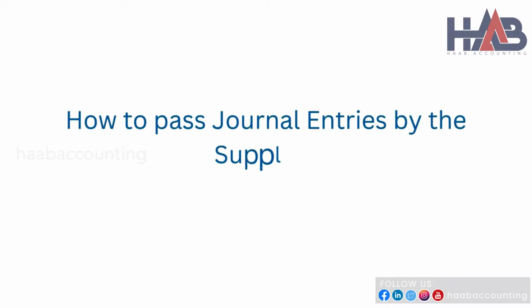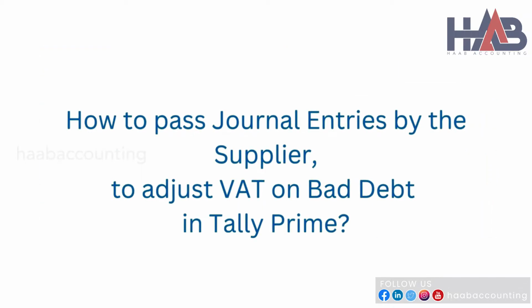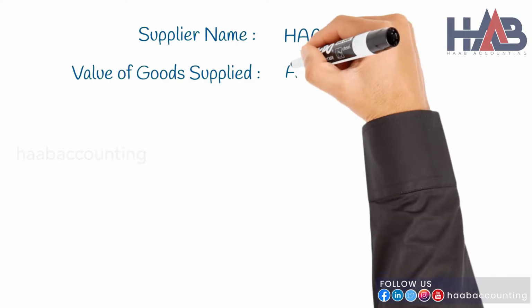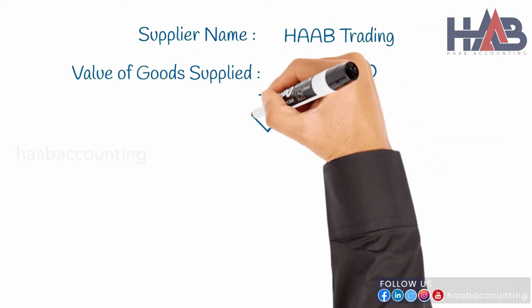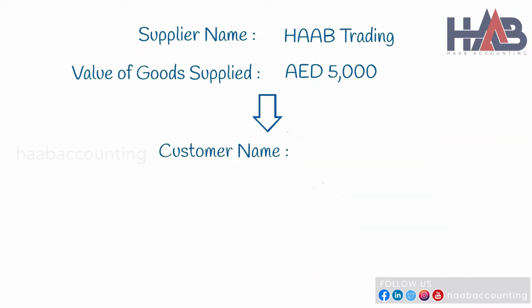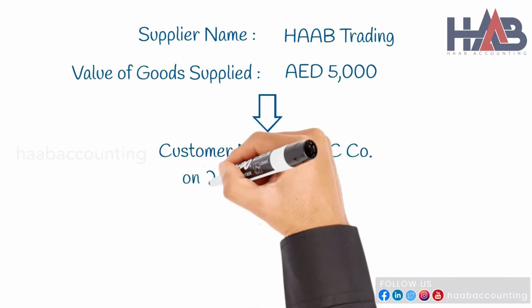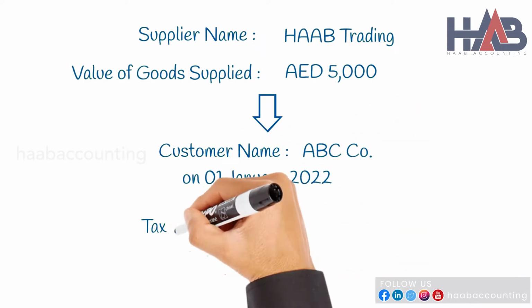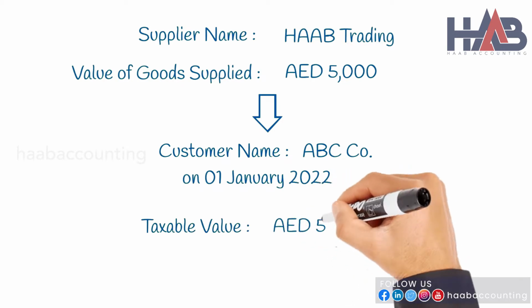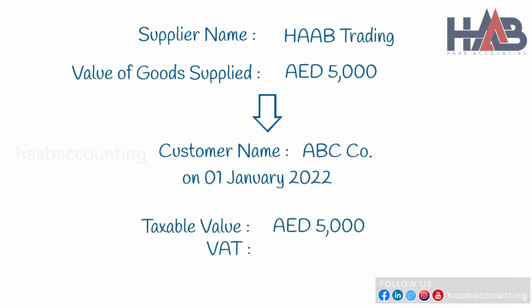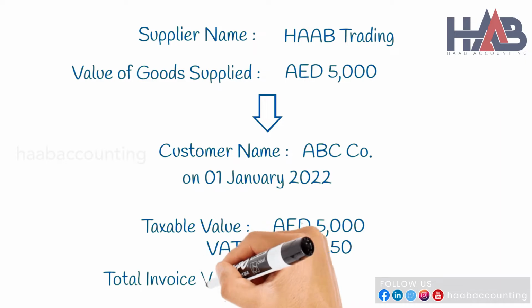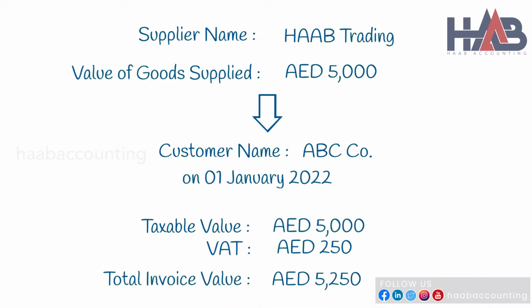How to pass journal entries to adjust VAT on bad debt. We'll show you the accounting treatment with the help of an example. A company named Hob Trading, which is a VAT-registered supplier, sold 5,000 dirhams worth of goods to its customer ABC Company on January 1, 2022, where 5,000 is the value of supply and 250 is the VAT amount. So the total invoice value will be 5,250.